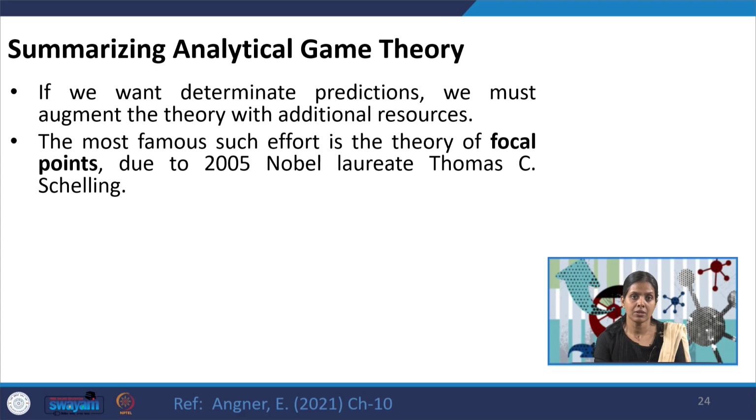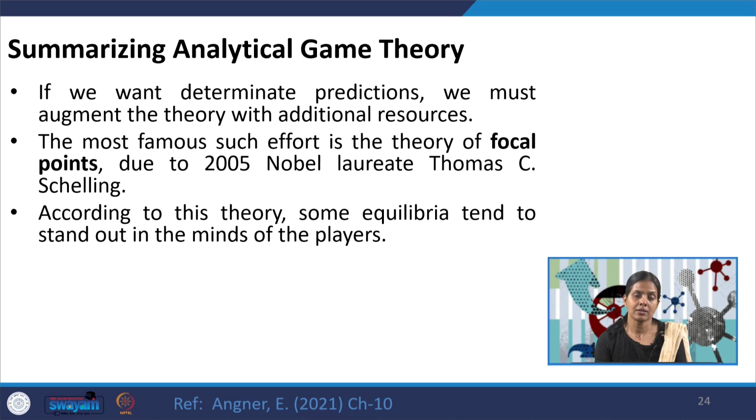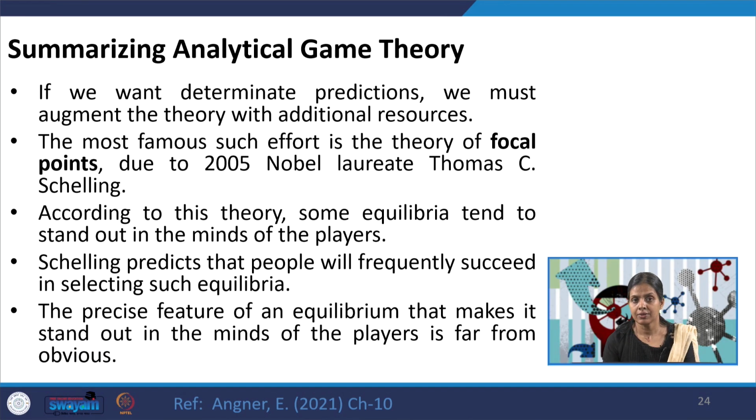The most famous such effort is the theory of focal points due to 2005 Nobel laureate Thomas C. Schelling. According to this theory, some equilibria tend to stand out in the minds of the players. They are basically called the focal points. Schelling predicts that people will frequently succeed in selecting such equilibria. The precise feature of an equilibrium that makes it stand out in the minds of the players is far from obvious. What makes an equilibrium a focal point is actually not explained by any theory.